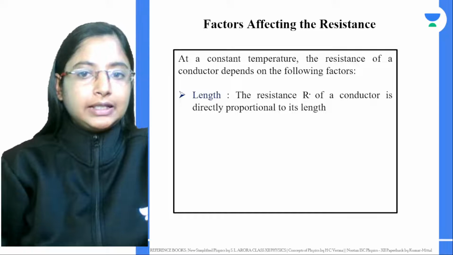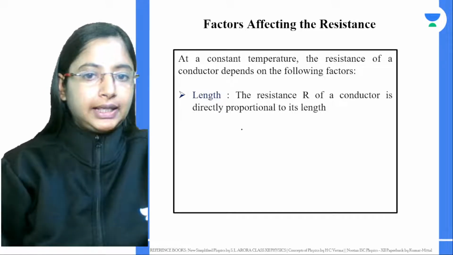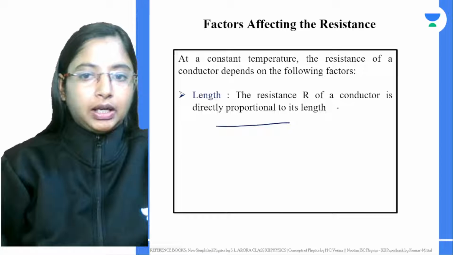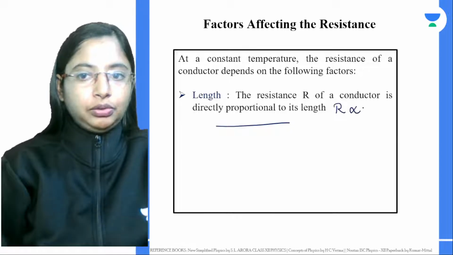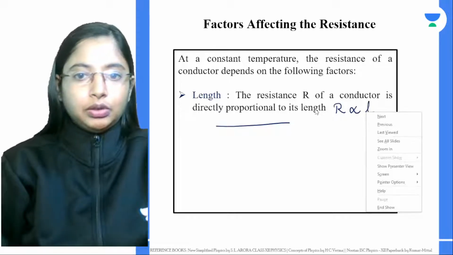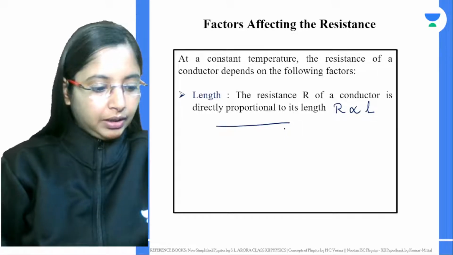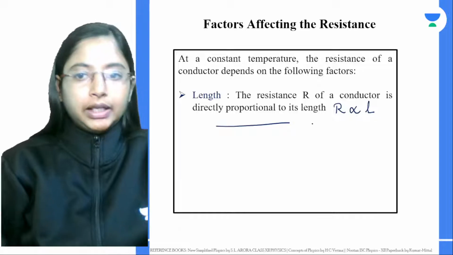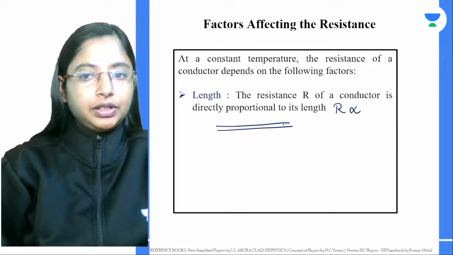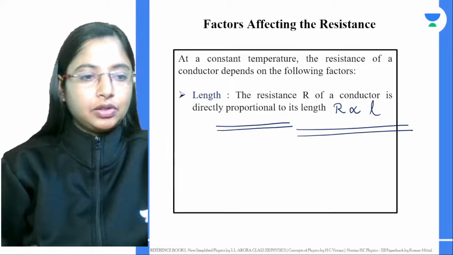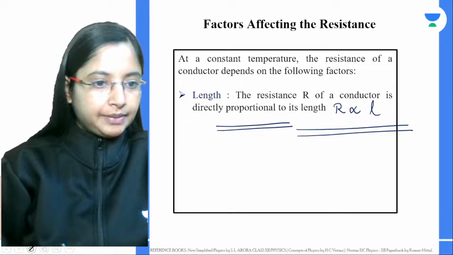The resistance of the conductor is directly proportional to the length of the conductor. So R is proportional to the length L. That's right, Sanjit. Second is the area of cross section, or the thickness of the conductor, and the nature of the conductor, right? If you increase the length of the conductor, then the resistance also increases.